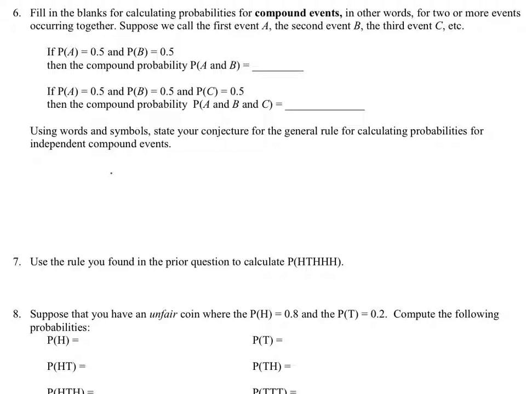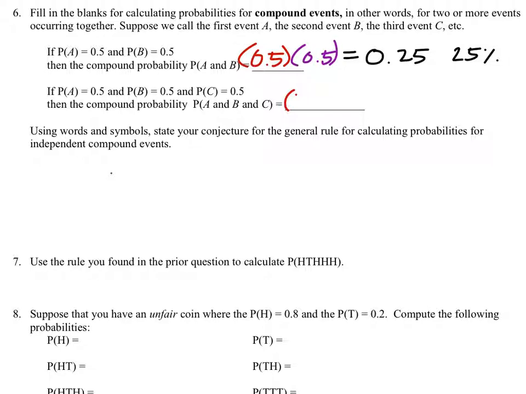Fill in the blanks for calculating probabilities for compound events. In other words, for two or more events occurring, suppose we call the first event A, and the second event B, and the third event C. The probability of A is 0.5, and the probability of B is 0.5 as well. So we're just going to multiply these together, and that would tell us the probability, in this case 0.25, or 25%.